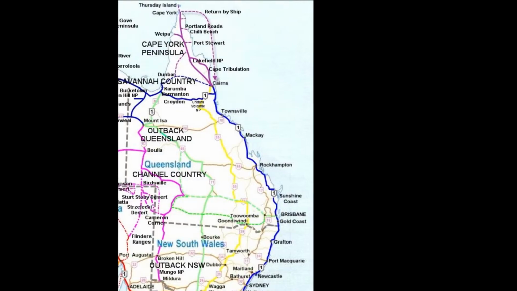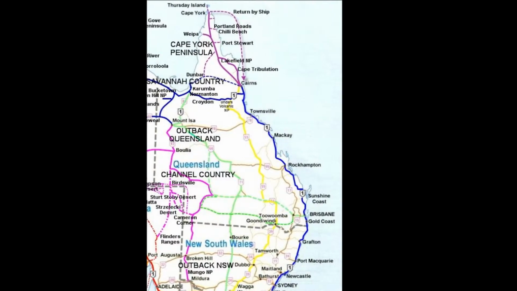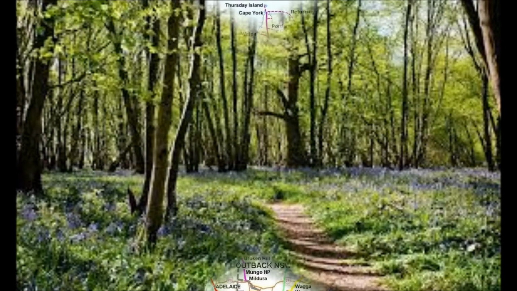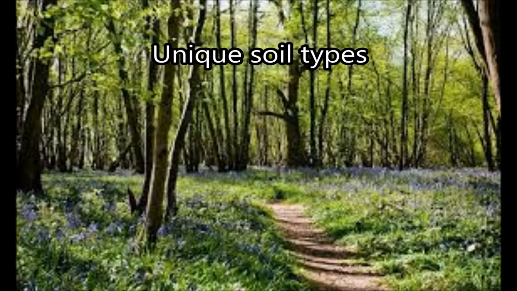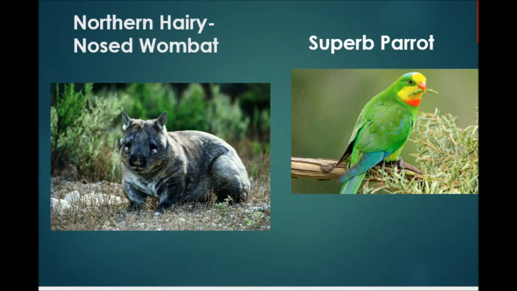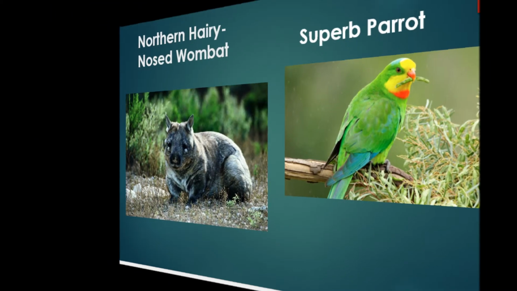unique ecosystem. Australian woodlands are generally located within the temperate climates of the Australian east coast, where temperature can manipulate soil types. These woodlands are generally dominated by eucalyptus or wattle trees, and are home to fauna such as the superb parrot and the northern hairy-nosed wombat.